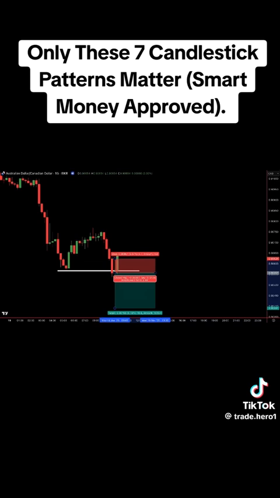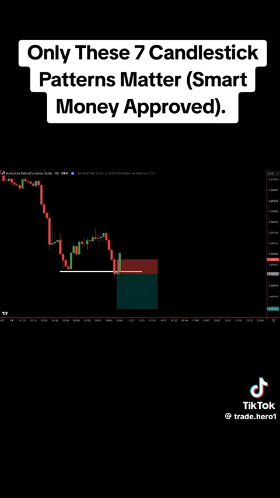But what happens next is where smart money shows up. Suddenly, a bullish candle forms. Then another, even stronger bullish candle follows. That's the silent flip in action. 3 candles, 1 engineered trap.